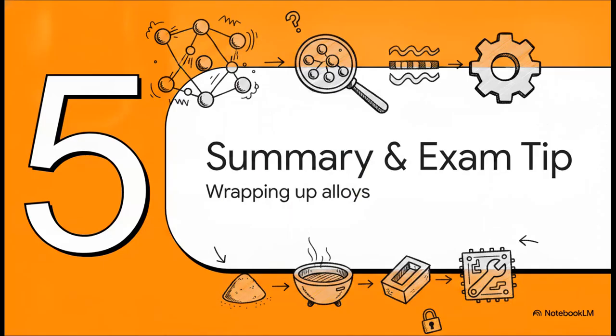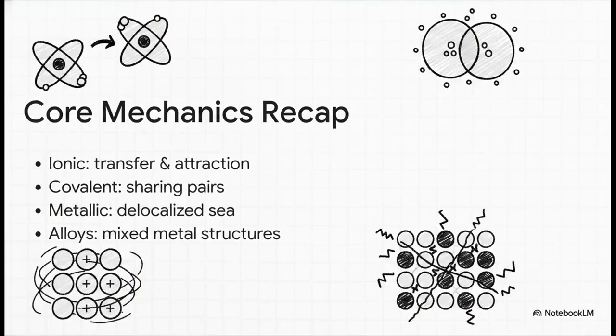All right, part 5, summary and final exam tip, wrapping up the chemistry of alloys. Let's do a quick recap of the core mechanics we've covered. Number 1, ionic bonding is all about the complete transfer of electrons and that resulting electrostatic attraction. Number 2, covalent bonding is about atoms physically overlapping and sharing electron pairs. Number 3, metallic bonding features that incredibly important sea of delocalized electrons washing around positive ions.